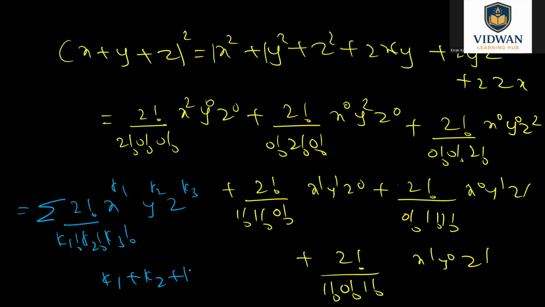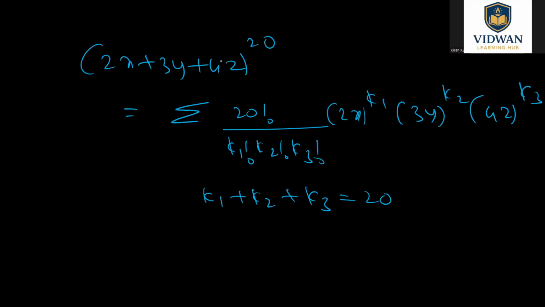The sum of the powers is always equal to the index. With the same logic, I wrote for the general case. So whenever there is some expansion like this, you can just write index factorial by, there are 3 variables, so write k1 factorial, k2 factorial, k3 factorial, and you'll raise this with k1, this with k2, this with k3 and write it. The sum of the powers k1, k2, k3 should always be 20. These 3 variables should always add to 20. And any triplet which will satisfy this will give you a term.